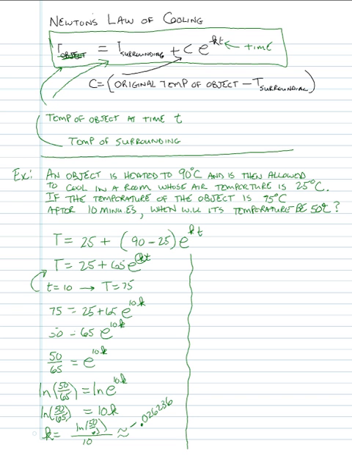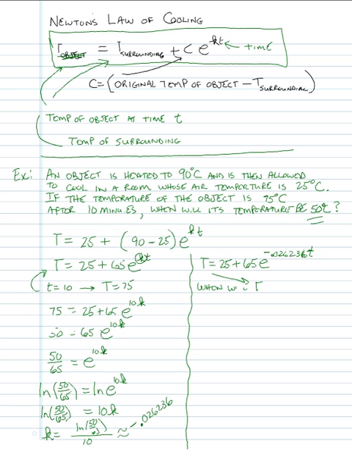Now, having done that, now we have the full model for our problem. We have T is equal to 25 plus 65 times e to a power that is negative 0.026236 times our time value, t. That's a 236. Hard to read. Now the question is, when will its temperature be 50 degrees centigrade? When will T, that T, be equal to 50?